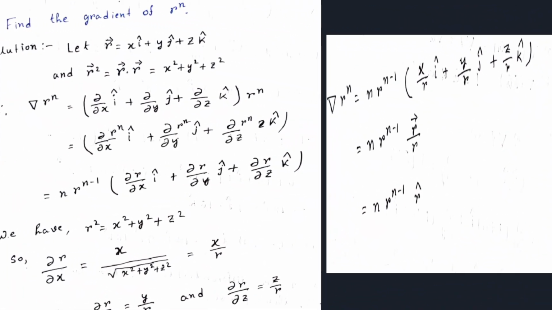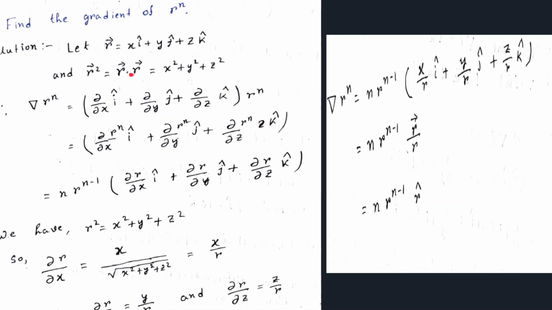Now let's take an example and solve a problem. In mathematical physics, the more problems you solve, the more clarity of the concept you get. Okay, now find the gradient of r to the power n. To find this, first we need to take the vector r as x i cap plus y j cap plus z k cap. If we have this, then what will be r square?